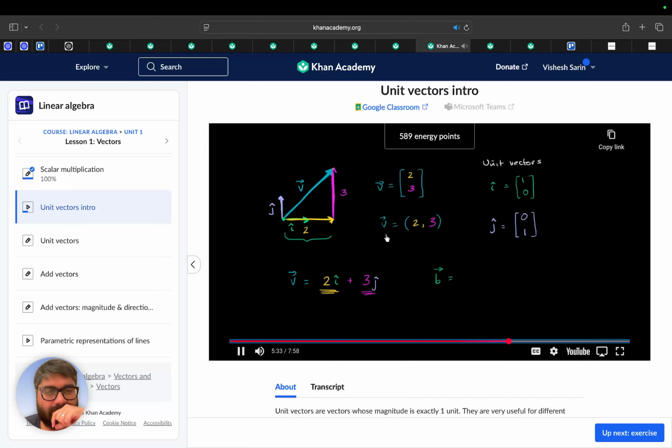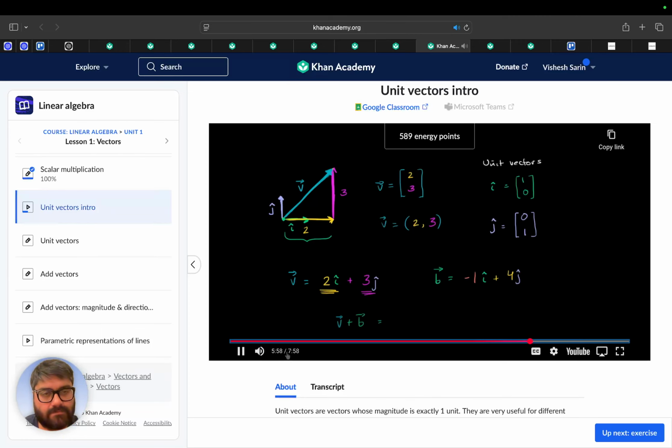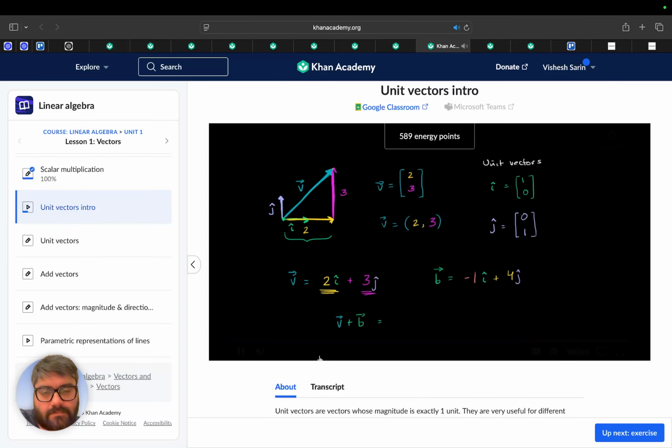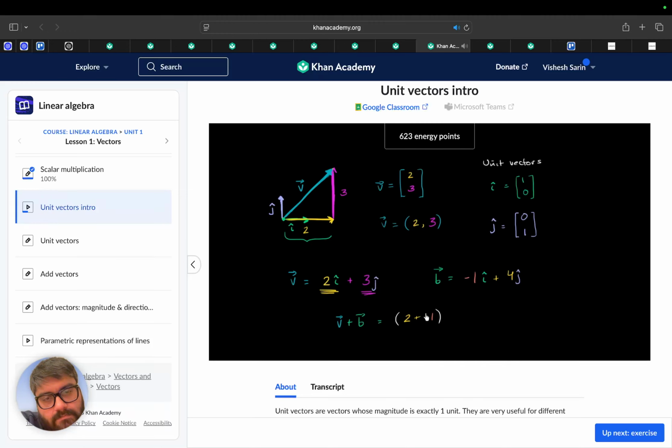Let's come up with some numbers here. Vector b is equal to negative 1 times the unit vector i, plus 4 times the unit vector j in the vertical direction. I encourage you to pause the video and think about it. Well, once again, we just literally have to add corresponding components. 2 plus negative 1 in the horizontal direction, and we're going to multiply that times the unit vector i. This just goes back to adding the corresponding components of the vector. And then we're going to have plus 3 plus 4 times the unit vector j in the vertical direction.